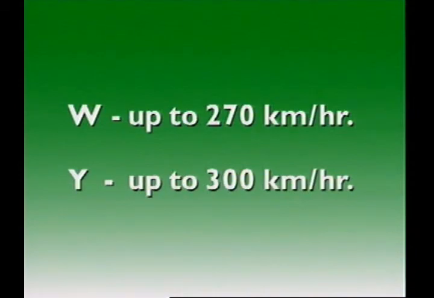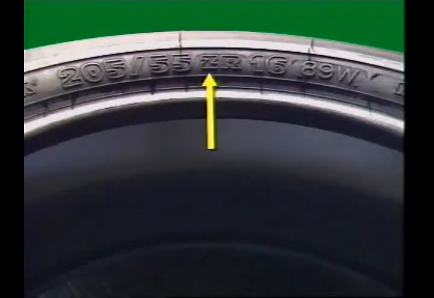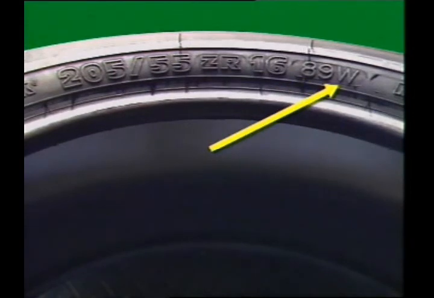Further development of high-speed tyres has expanded the speed categories to include W and Y. For this tyre, Z indicates a speed over 240 kilometers per hour. But the load and speed rating is taken as the maximum load and speed. That is 89 for a maximum load of 580 kilograms, and W for 270 kilometers per hour.